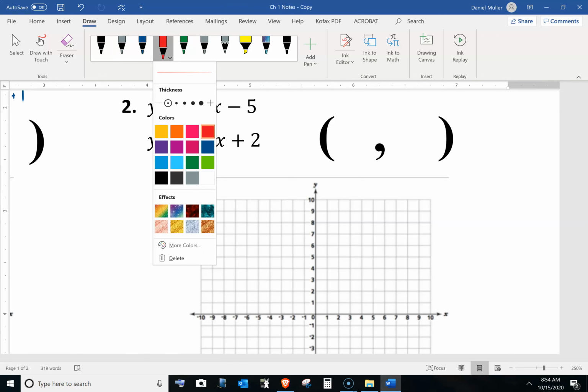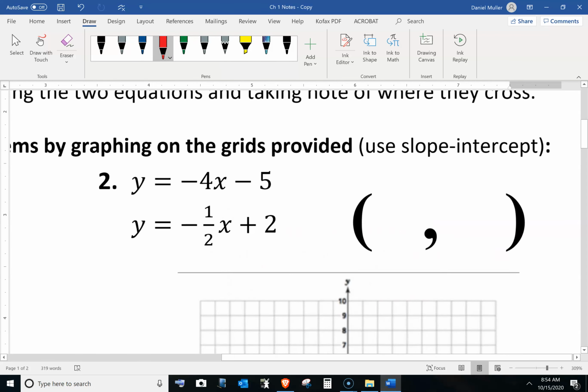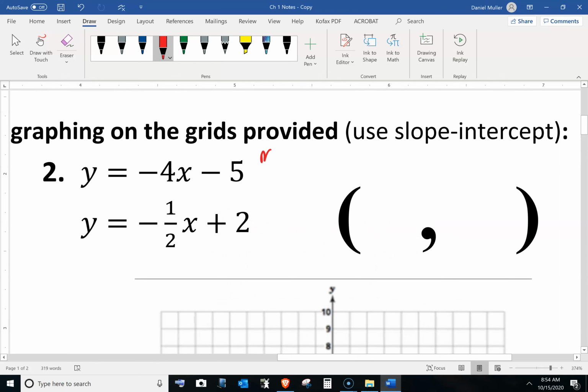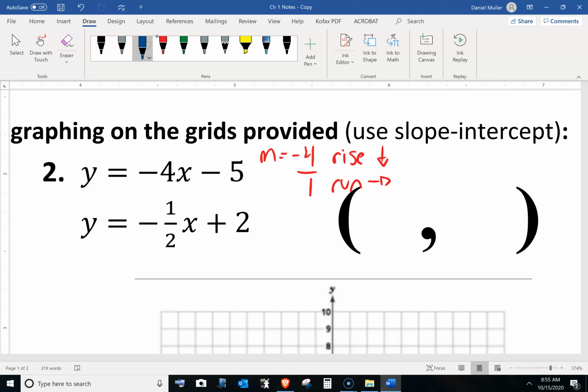Let's start with the top one here, and we can have a slope. Now our slope is negative 4, which I'm going to do over 1. Now that's our rise. Because it's a negative number, that means we're going to rise down. And then we have a run here. It's a positive 1, so we're going to go right. And of course our b value here is a negative 5.